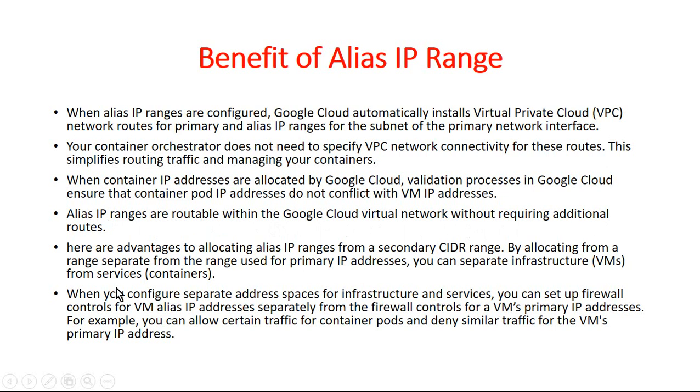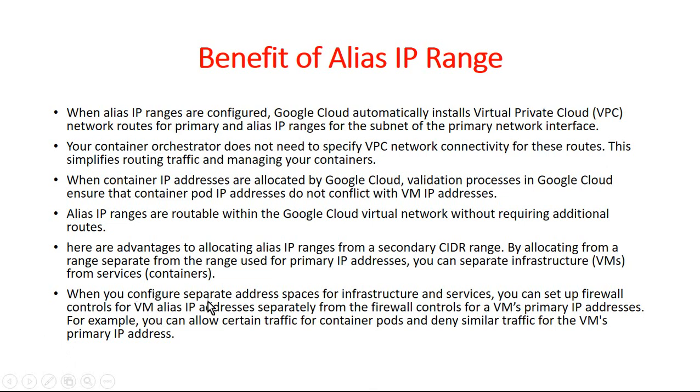Okay, so here are advantages of allocating alias IP ranges from secondary CIDR range. By allocating from a range separate from the range used for primary IP address, you can separate infrastructure of the VM from service containers. Means for service containers you are providing a separate range from the secondary IP, and for infrastructure or VM you are providing a separate IP range from the primary subnet or primary IP range, CIDR.